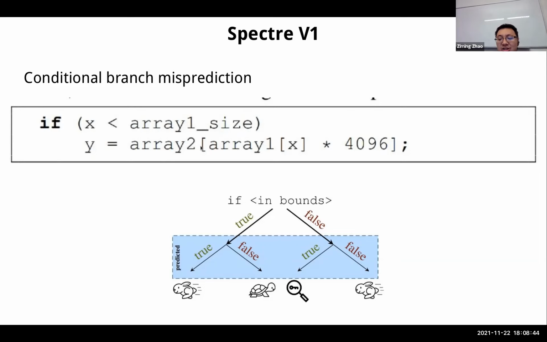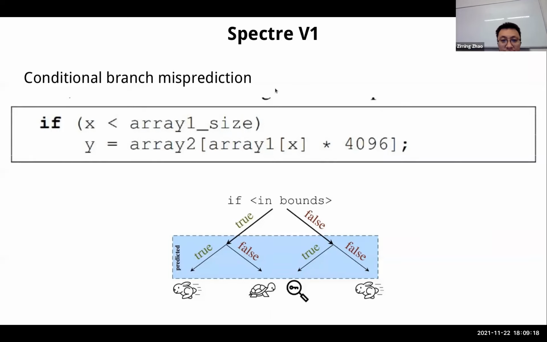Since that data is brought to the cache and not cleared, we can use a cache side channel attack to get the value of the data in the cache instead. So those researchers carefully designed some attacks based on this, and it can be used to steal things from kernel space as well. This is called the first version, V1, version 1 of Spectre.